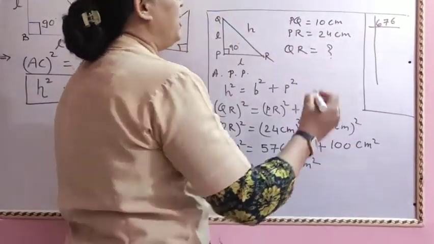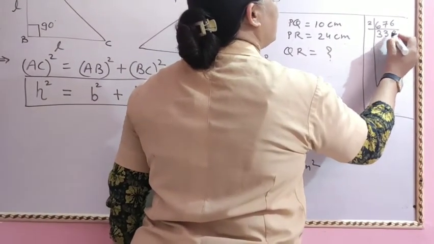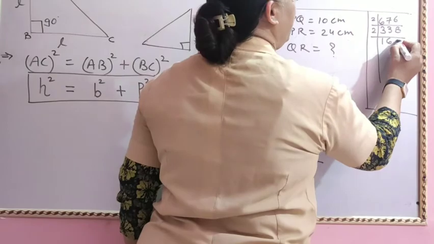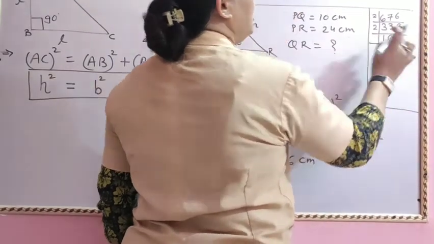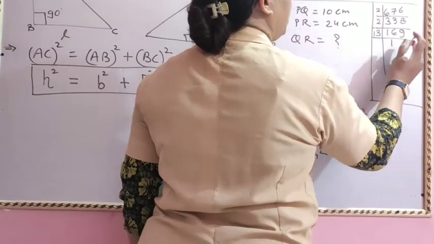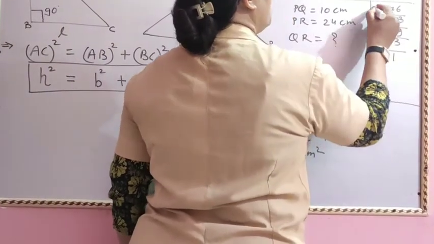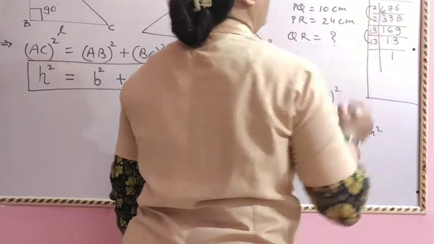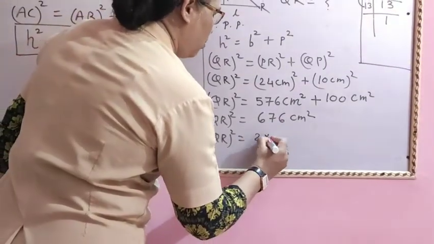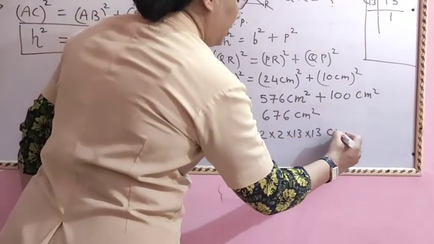For this, beta, we have to find the prime factors of 676. By 2, 2 threes are 6, 2 threes are 6, 2 eights are 16. Then 2 ones are 2, 2 sixes are 12, it becomes 18, 2 nines are 18. Then 169 is only divisible by the prime number 13. So 13 ones are 13, 13 threes are 39, again 13 ones are 13. So 2 and 2 and 13 and 13 are in square. So how to write this number? 2 into 2 into 13 into 13. These are the prime factors of this number, and centimeter square.